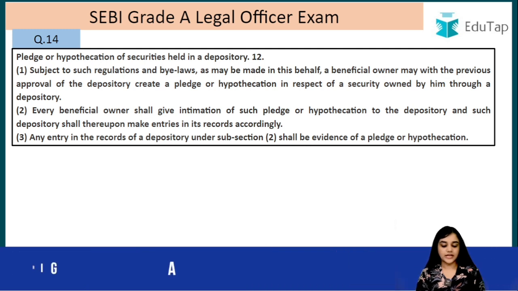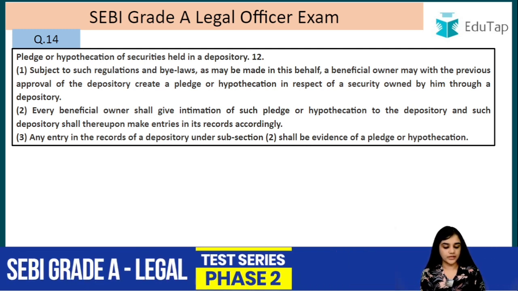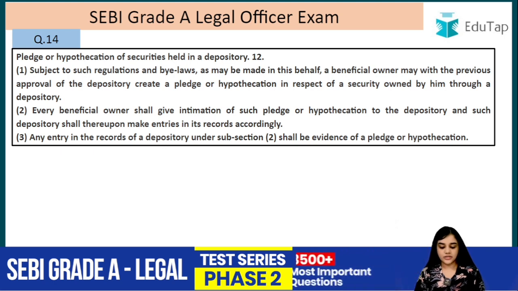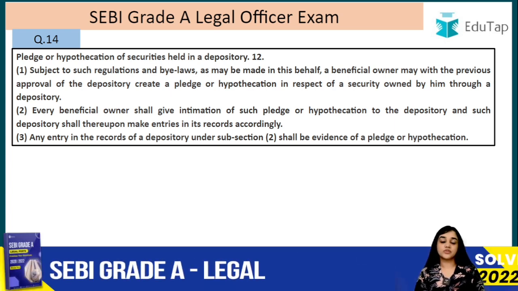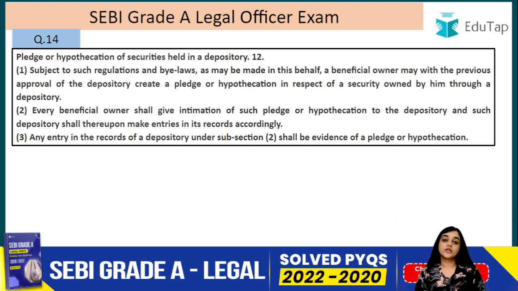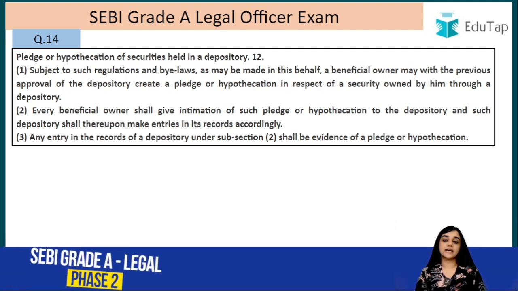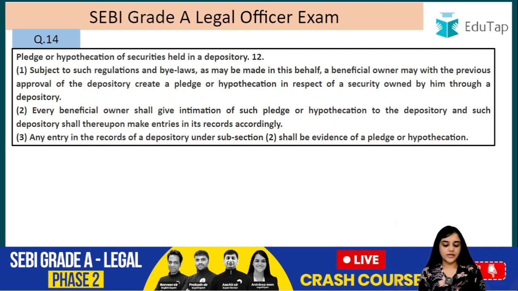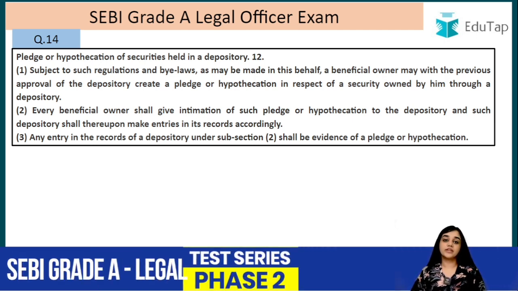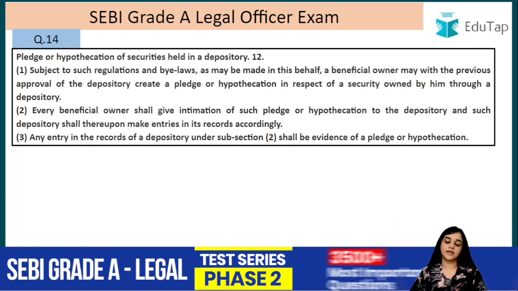Every beneficial owner shall give intimation of such pledge or hypothecation to the depository, and such depository shall thereupon make entries in its record accordingly. So the beneficial owner has to intimate this to the depository, and the depository is going to record it. It is going to make the necessary entries, recording that a hypothecation or a pledge has been created on such and such security. Any entry in the records of the depository under subsection 2 shall be evidence of a pledge or hypothecation, and any such entry that a depository has made is going to be evidence that a hypothecation or a pledge has been created.